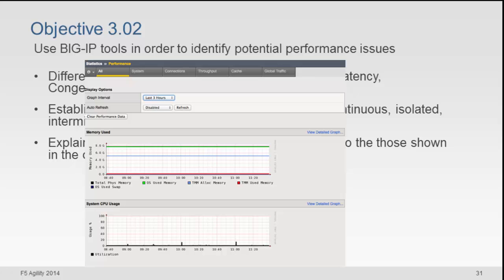and how it's performing, from memory utilization to disk utilization, how TMM is performing, that's our traffic management module, how basically the operating system is working as far as a kernel on the box. So you can go back and look at your graph interval of 3 hours up to days.